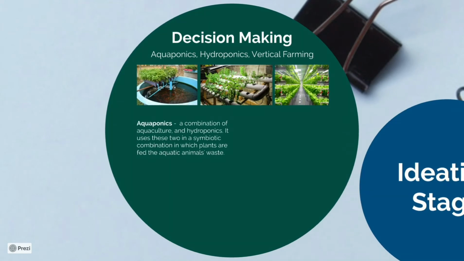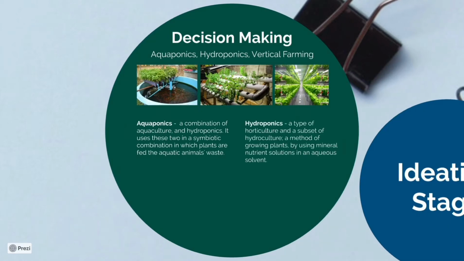Aquaponics is a combination of aquaculture, which is growing fish and other aquatic animals, and hydroponics, which is growing plants without soil. Aquaponics use these two in a symbiotic combination in which plants are fed the aquatic animals' discharge or waste. Hydroponics is a type of horticulture and a subset of hydroculture, which is a method of growing plants, usually crops, without soil, by using mineral nutrient solutions in an aqueous solvent.